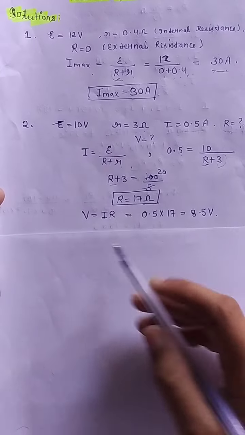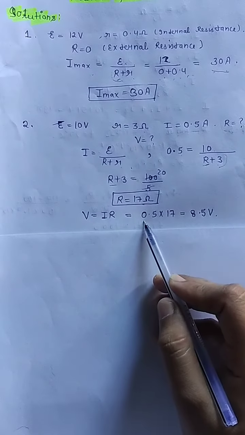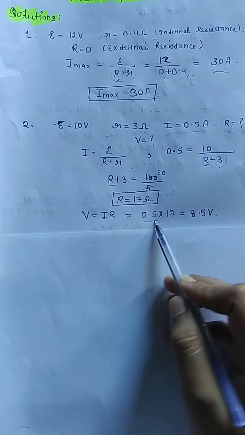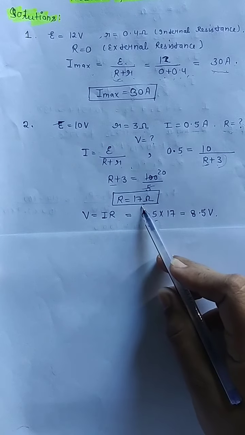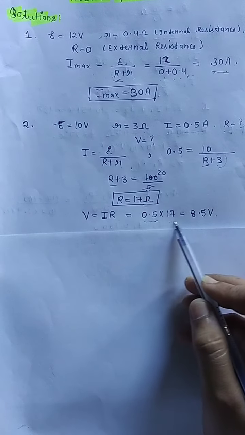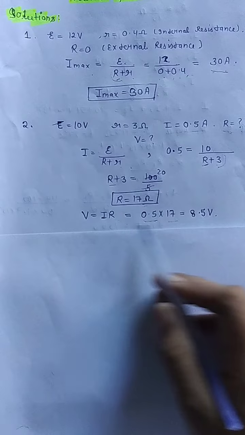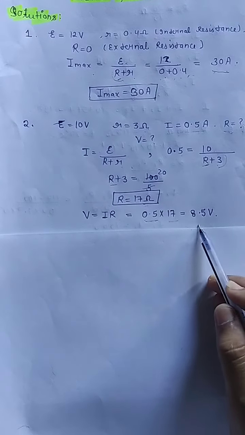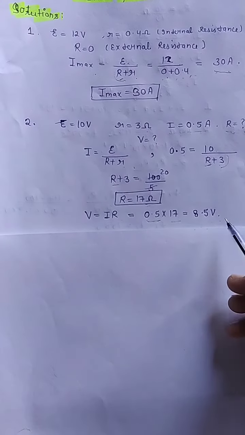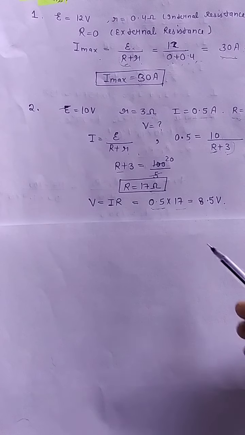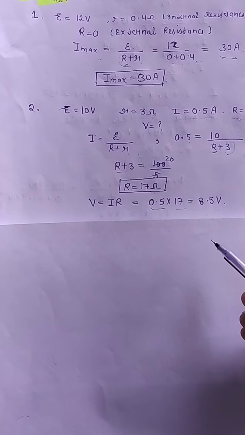Now we have to find the terminal voltage, that is V is equal to IR. I is given 0.5 ampere and the value of R, that is external resistance, is 17 ohm. So the terminal voltage is 8.5 volt. This is the required solution of question number 2. Now going to question number 3.